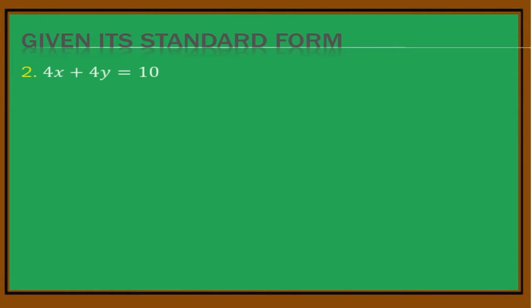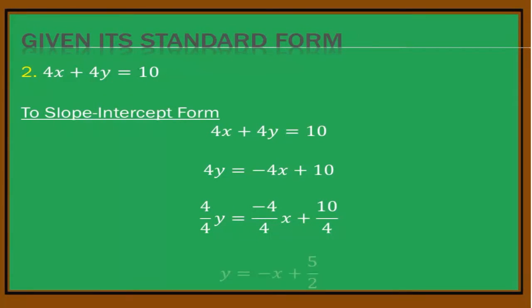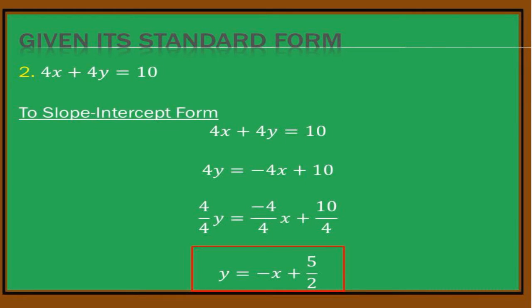To write the given equation, 4x plus 4y equals 10, in its slope-intercept form, our target is to isolate y on the left side of the equation. We will use addition property of equality to move the term with x on the right side of the equation. Doing so, we will obtain 4y equals negative 4x plus 10. Since y has a numerical coefficient 4, we will multiply both sides of the equation by 1/4. We will have y is equal to negative x plus 5/2, and that is the slope-intercept form of the given equation.